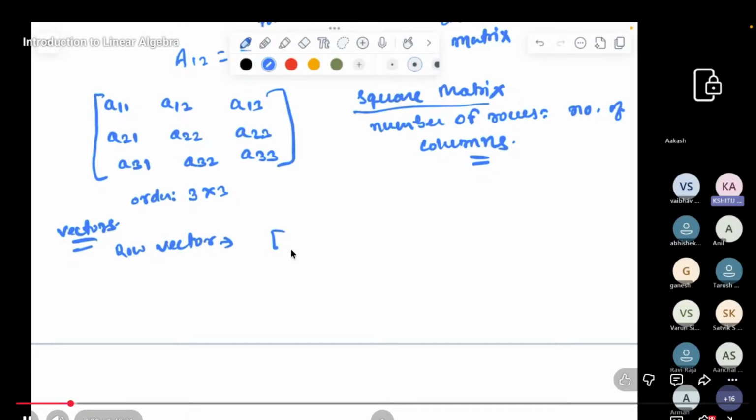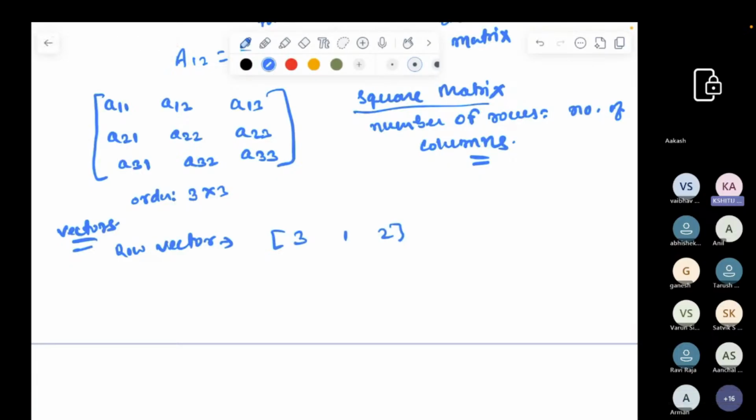A row vector is a matrix having only one row. Okay, so for example 3 1 2. This particular matrix has only one row, so that's why we call it a row vector. Sometimes we also call it a row matrix, but here we will be defining it as a vector. Similarly, we will have a column vector. What will this denote? A matrix having only one column, right? So 1 2. So this is a column vector.